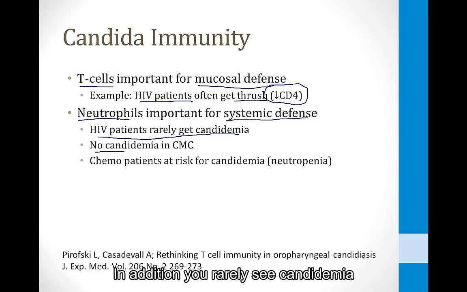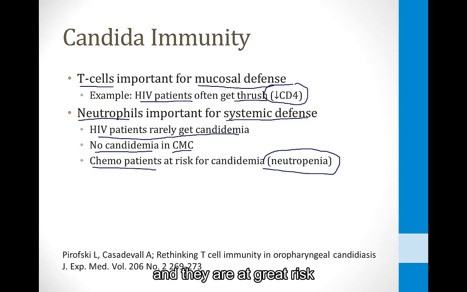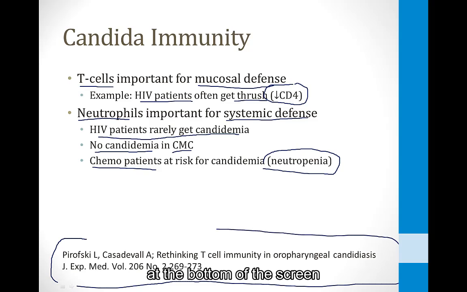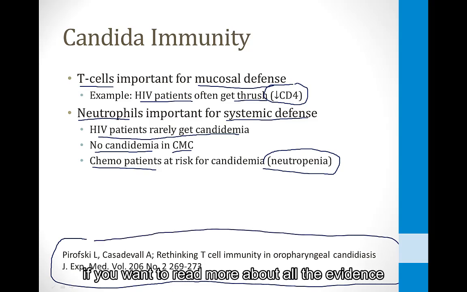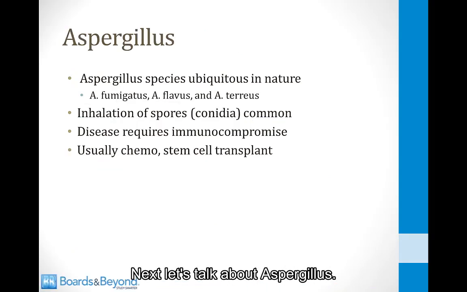In addition, you rarely see candidemia in chronic mucocutaneous candidiasis. On the other hand, chemo patients often get candidemia. They are neutropenic and they are at great risk for candida bloodstream infections, and candidemia is a major problem on bone marrow transplant units. And I've put a nice review article down here at the bottom of the screen if you want to read more about all the evidence of how T cells play an important role in mucosal defense against candida. Next, let's talk about Aspergillus.